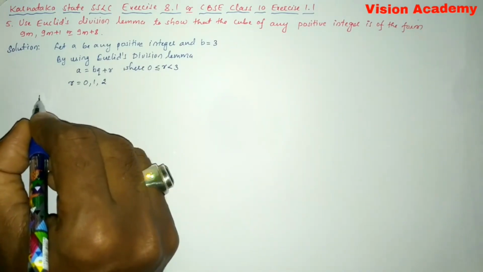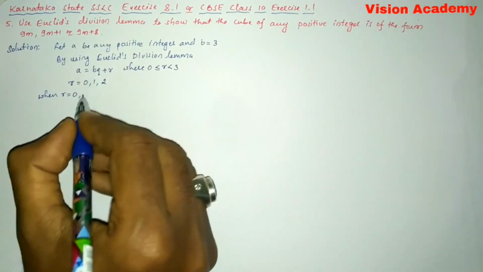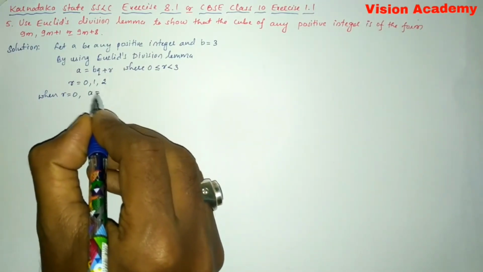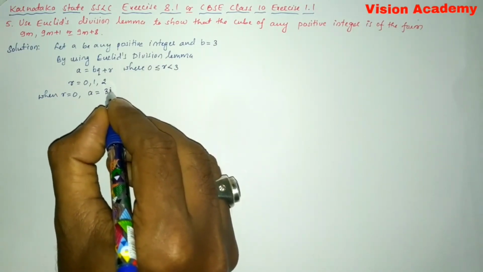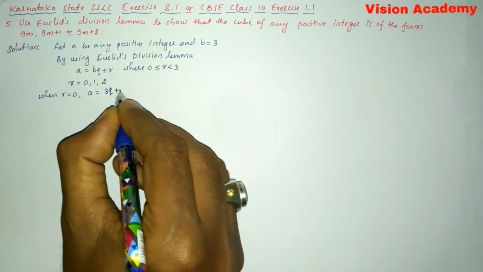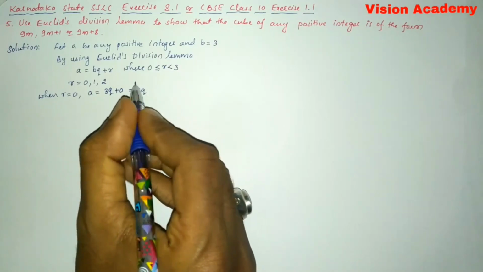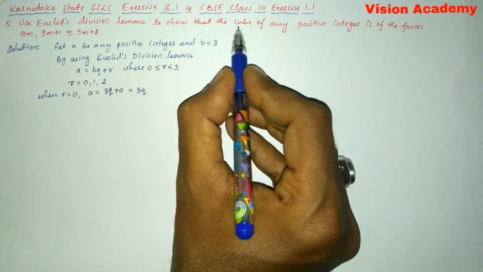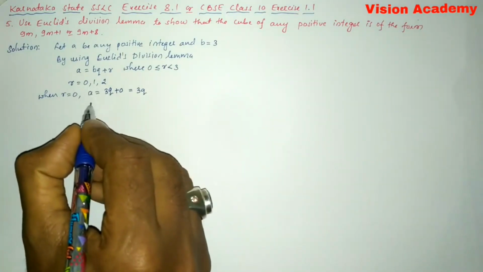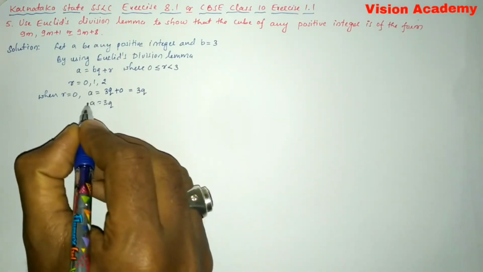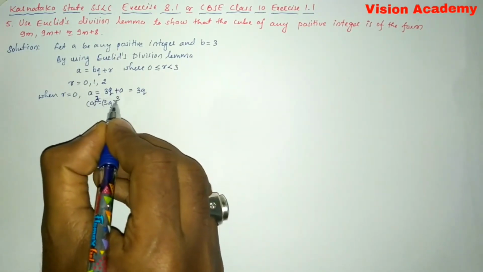Therefore we can write, when r is equal to 0, then we can write this expression as a is equal to, b value is 3, so let us write 3q plus r is 0. So this gives us 3q. Next we need to go for cubing it. So here let us cube on both the sides. So here a is equal to 3q and cube on both the sides. Here we'll write cube and here also cube.